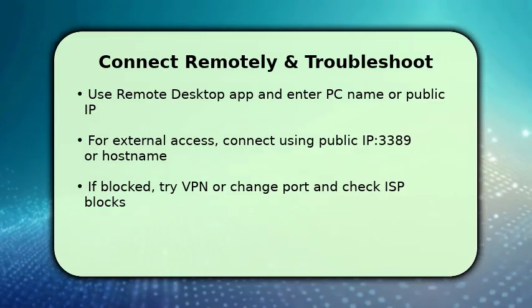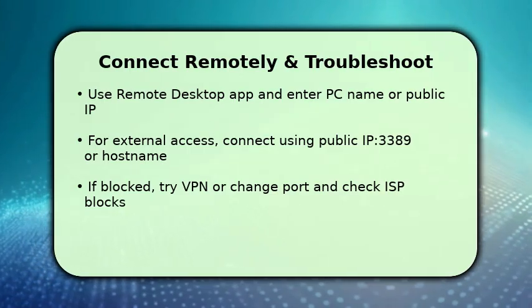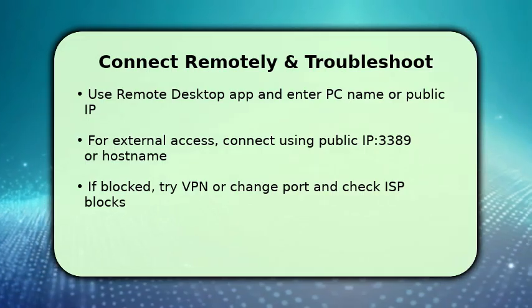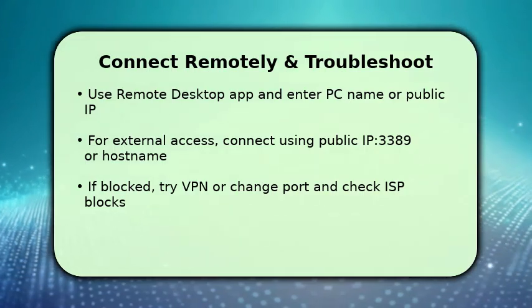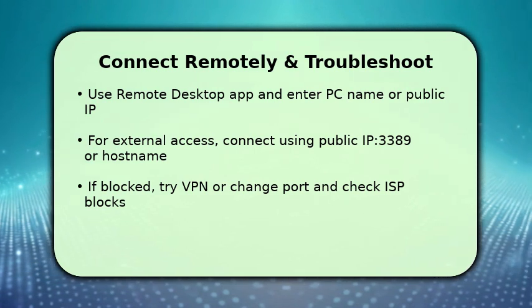If your ISP blocks port 3389, change the listening port on the host and update the router rule, or use a VPN to avoid forwarding. One key troubleshooting tip: test with a local device first, then incrementally expand outward to isolate where the failure occurs.